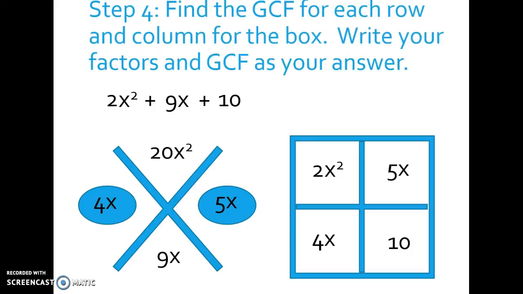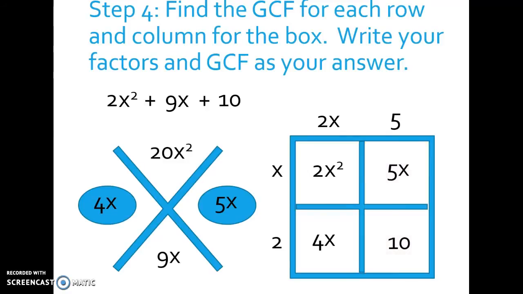Then we looked at each row and each column of our box and found the greatest common factor for each row and each column. So for 2x squared and 5x, we said that was x. For 4x and 10, we said that was 2. For 2x squared and 4x, we said that was 2x. And for 5x and 10, we said that was 5. So the dimensions of our box are x plus 2 and 2x plus 5.